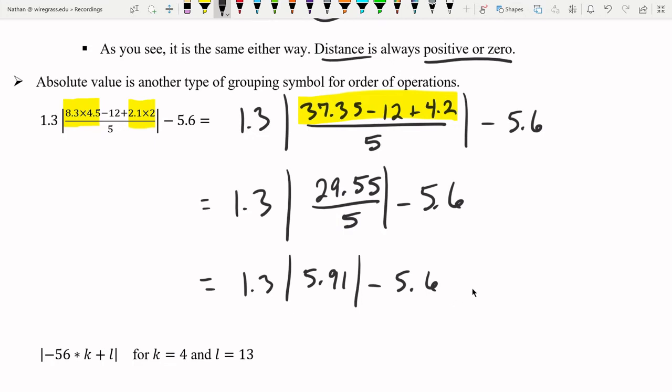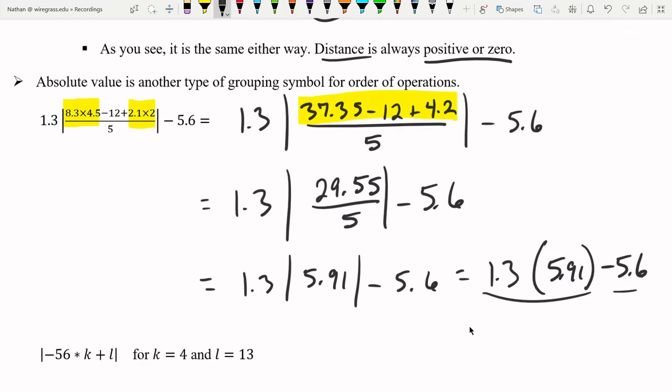Okay, the absolute value of 5.91 is 5.91. It's 5.91 units away from 0. So we're going to get 1.3 times 5.91. And now we can just do order of operations here. 1.3 times 5.91 and then subtract 5.6 from that. So doing that, that's going to give us 2.083.